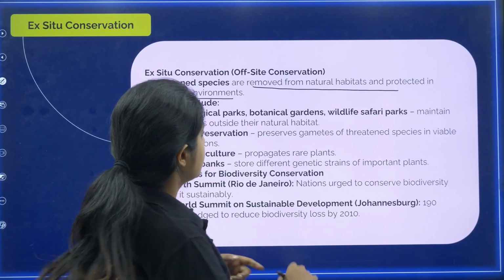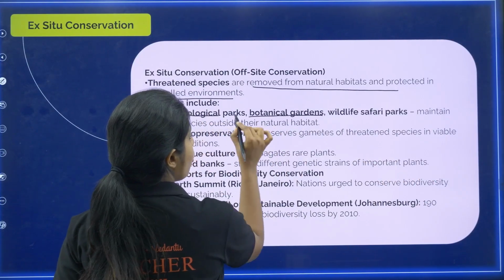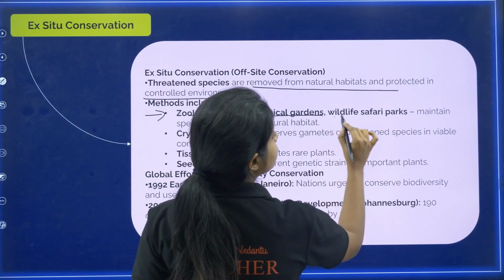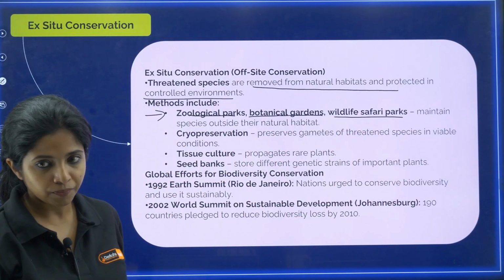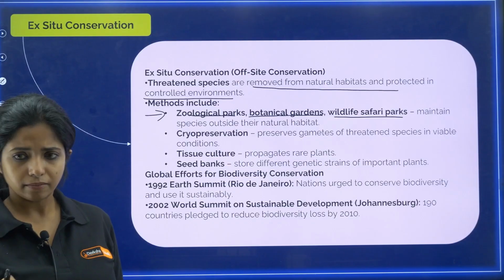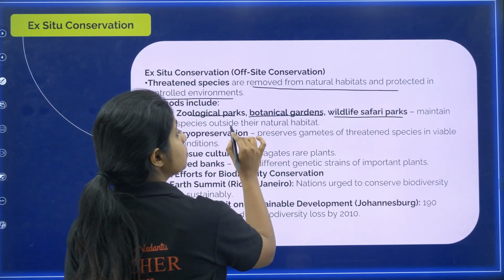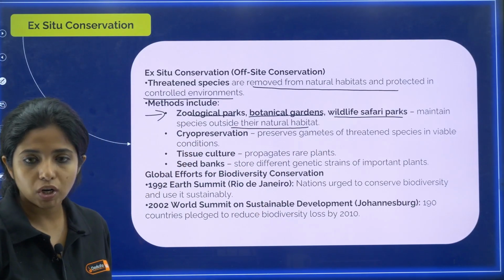So zoological parks, then you have botanical gardens for plants, my dear children. Then you have wildlife safari parks. Now this is different from wildlife sanctuary, please remember. Wildlife safari parks is there. So all of them, they maintain species outside their natural habitat.